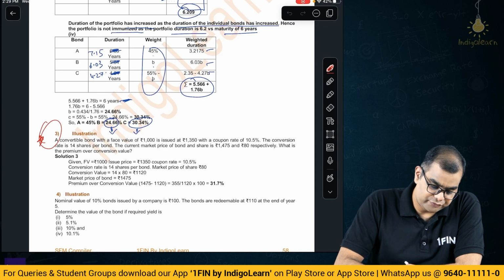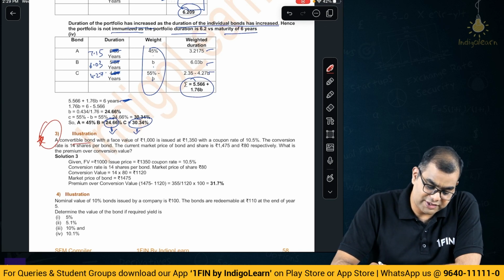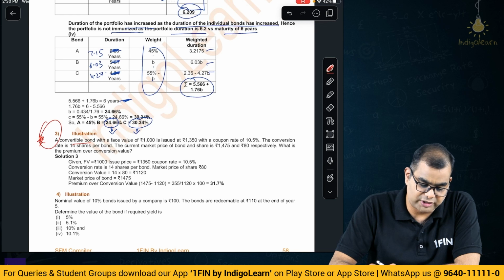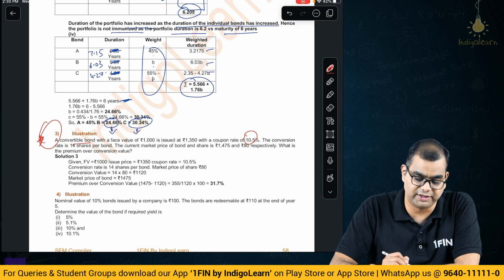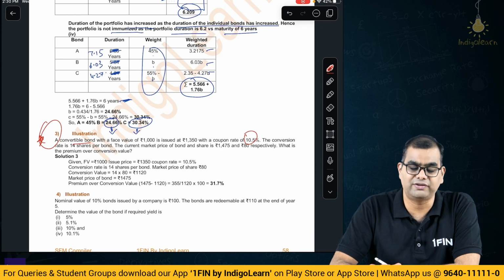The first problem is: a convertible bond with a face value of 1000 rupees is issued at 1350 with a coupon rate of 10.5%. The conversion rate is 14 shares per bond. The current market price of the bond and share is 1475 and 80 respectively. What is the premium over conversion value?